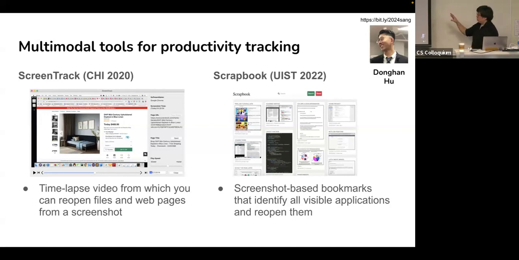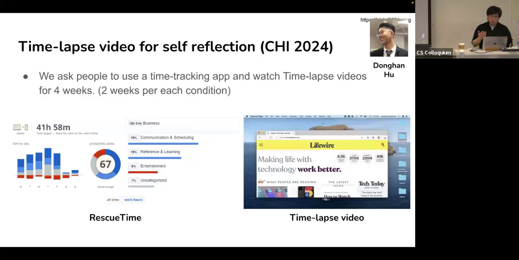This is another project that uses screenshots as a way to bookmark. Bookmarking is like holding on to a web page, right? But a screenshot is going to work with any web application and any number of windows. If you take a screenshot, all of the applications will be captured. So on this thread, we thought that this kind of video could be useful for self-reflection because not only can you restore the work content, but you can also use it to understand your own productivity.